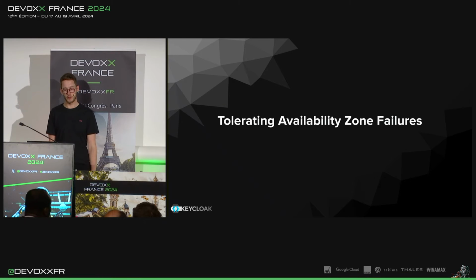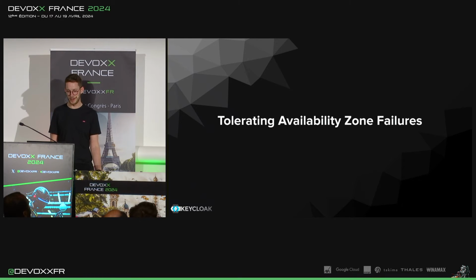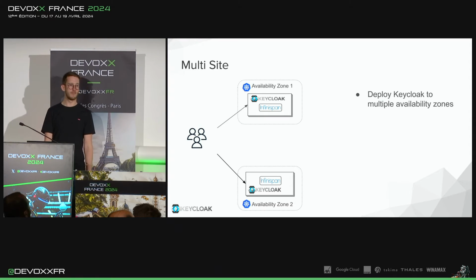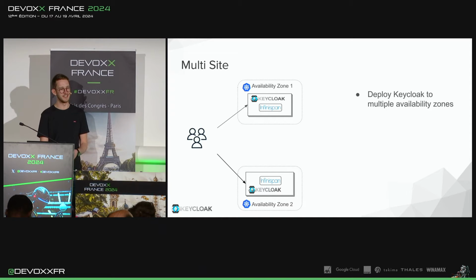So our approach to solving this, you're probably going to guess where I'm going to go, is we simply add another availability zone into the mix. So we now have multiple sites with Keycloak deployed, and I say simply add another availability zone to the mix. Unfortunately, it's not simple. It actually causes as many problems as it fixes in a way.